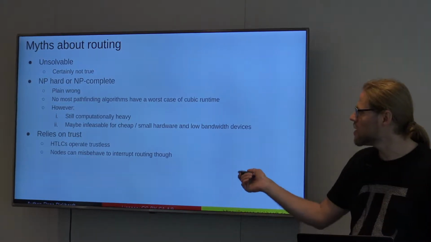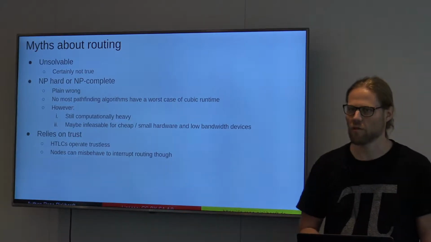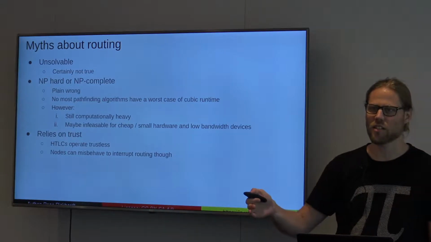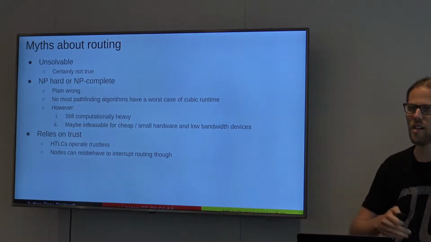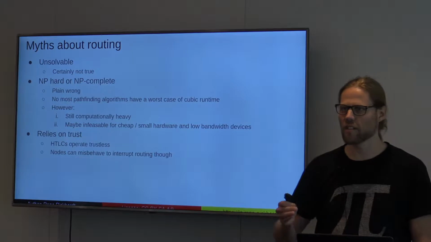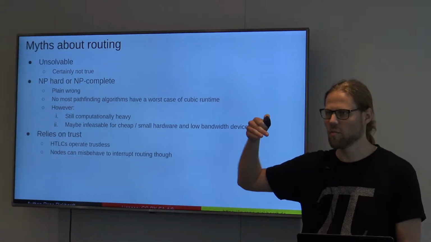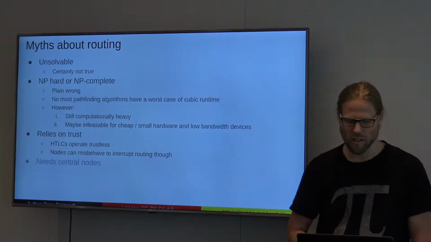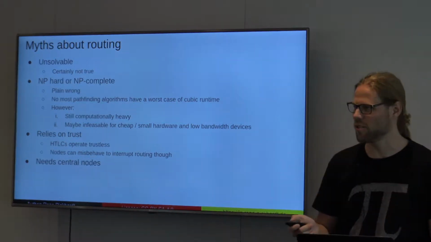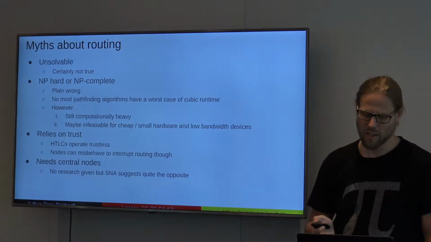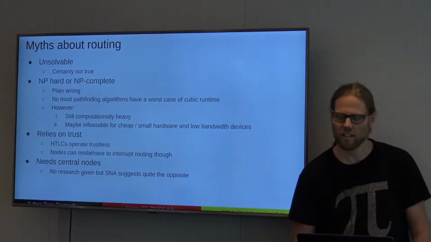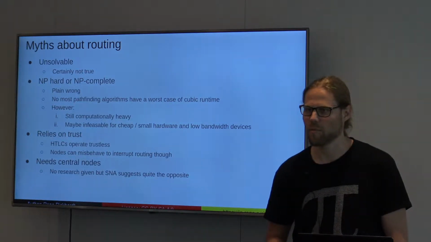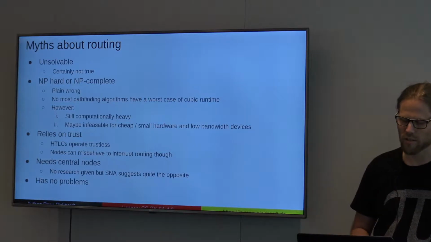However, nodes can misbehave to interrupt the routing process. So I mean, if a node is just not forwarding the HTLC and then sending an error back saying, hey, it timed out or something, you still need to trust the people to behave properly in order for everything to work, but they can't steal your money. It needs central nodes or routing hubs. That's what people say. Currently, we don't really have research for this on the Lightning Network, but if you look into the research of social network analysis, it suggests quite the opposite, that we don't need those central nodes.